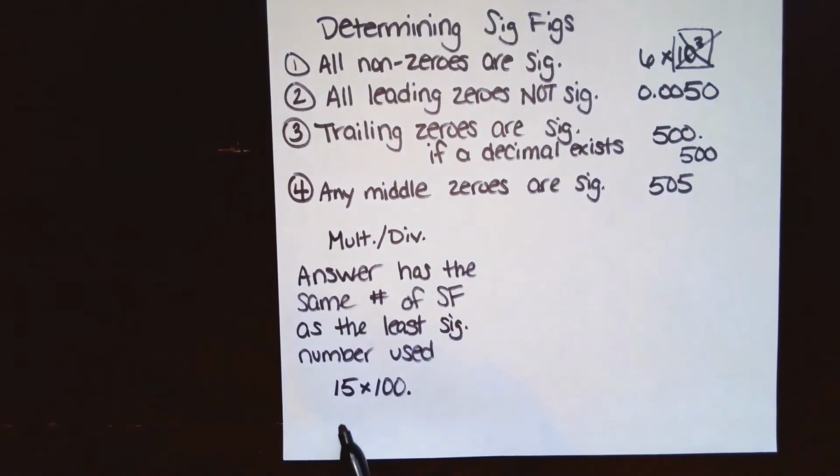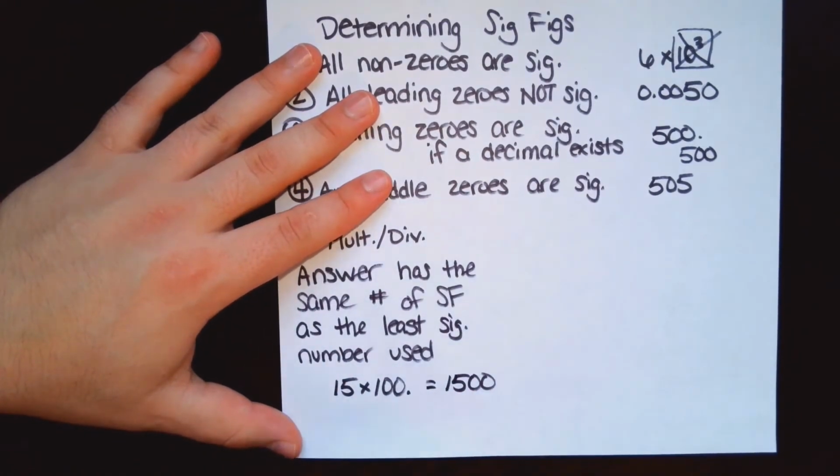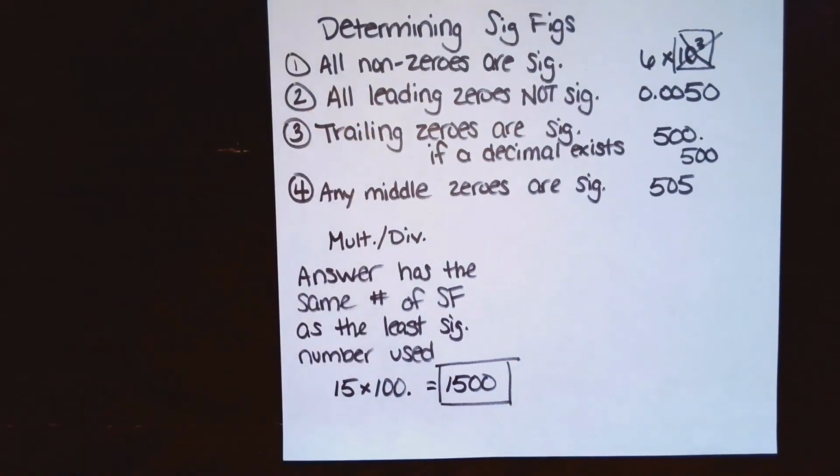So the numbers that you're multiplying have 2 sig figs and 3 sig figs. That means that the lowest number of sig figs out of any of the numbers you're using is 2. The 15 has 2 sig figs, right? So your answer can only have 2 sig figs. When you write it out, you'd say 1500 with no decimal, because it can only have 2 sig figs, the 1 and the 5. So again, that's what I mean by you're only as certain as your least certain number.